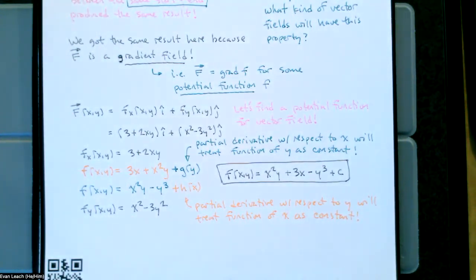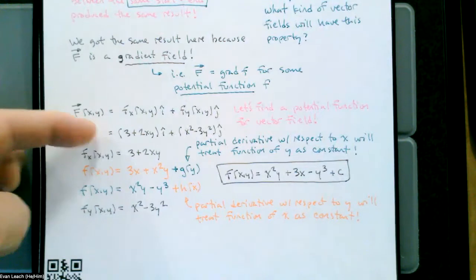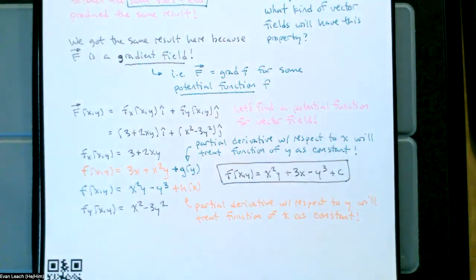So here's a potential function for our gradient field. Take the partial derivative of this function with respect to x, we get 2xy plus 3, and then the rest is 0. And that is 3 plus 2xy, our i component. If we take the derivative of this function with respect to y, we end up with x squared, 0 minus 3y squared, which is our j component of the vector field. So this is a potential function for our vector field.